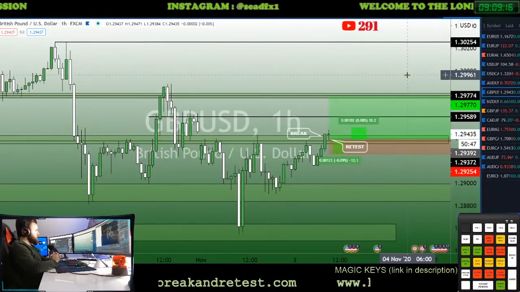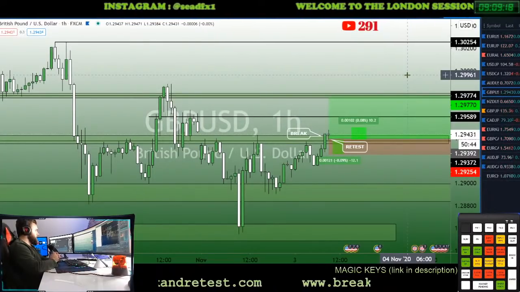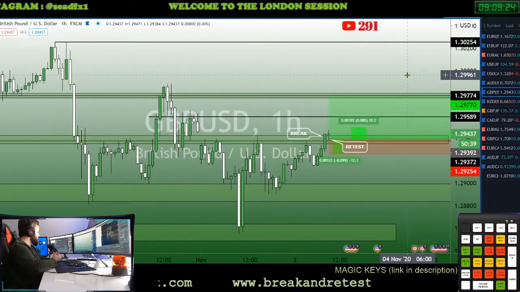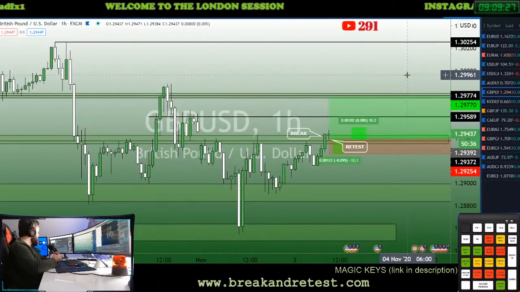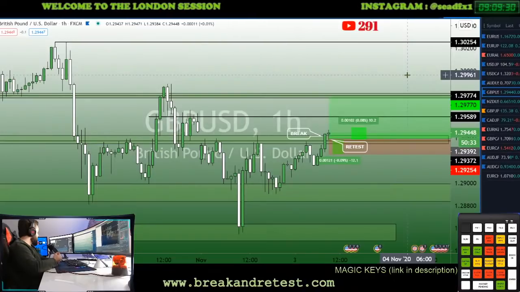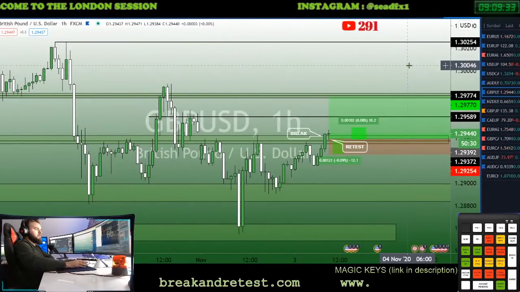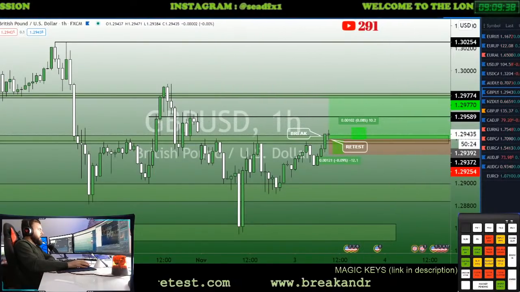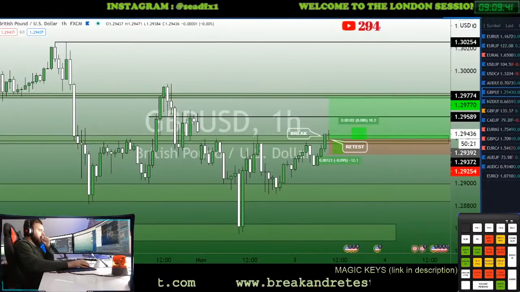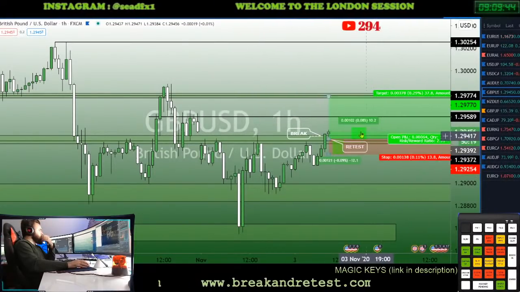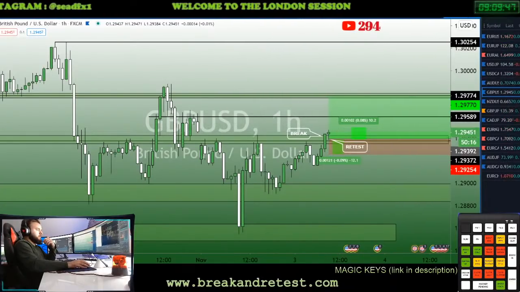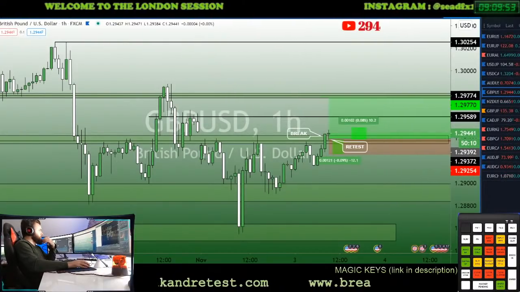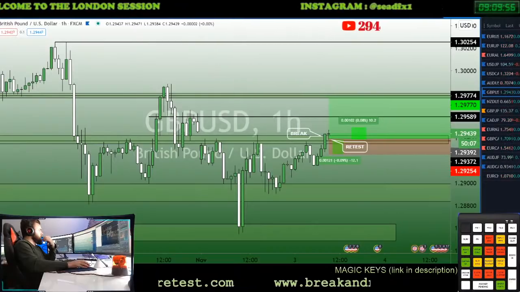Let's go GU, let's go GU. Give us something. We need something today. Something quick and fast. Go. Anything more than 10 pips is gonna be a bonus for me, because it goes more than 1%.